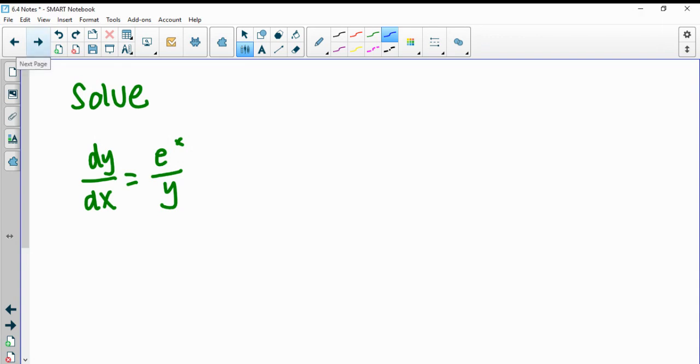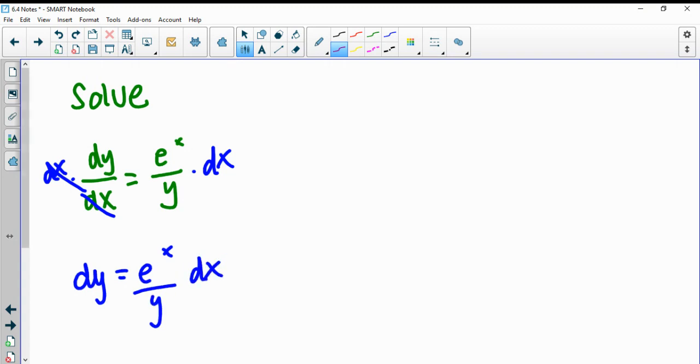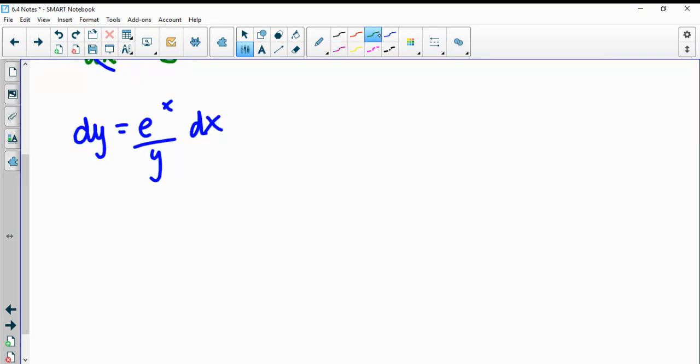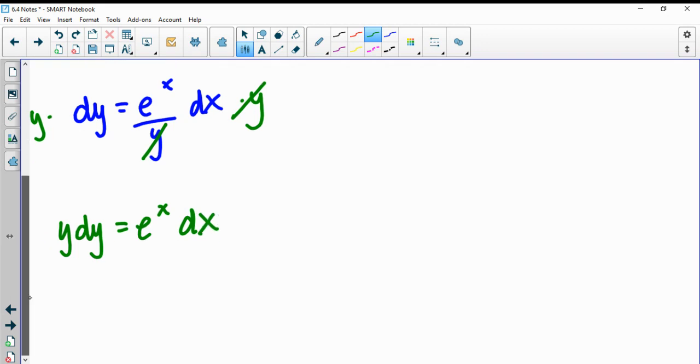So we're going to start the same way we have in the last couple. We're trying to get x's on one side, y's on the other. So we're going to multiply both sides by dx. So those cancel. So I have dy equals e to the x over y dx. And then I need to get this y on the same side as the dy. So now I'm going to multiply both sides by y to make those cancel. So now I have y dy equals e to the x dx.